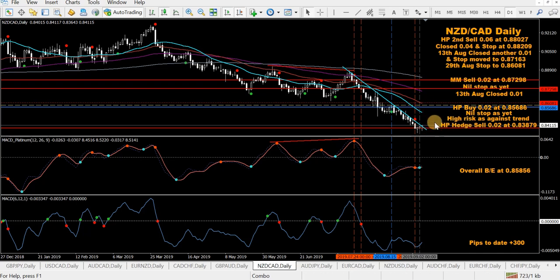Don't get too stressed about it. These two sells are holding me in. That's what I'm trying to do. So that's all good at the moment. It's not a bad pair to trade sometimes, the New Zealand CAD. Aussie yen maybe if it comes to me.